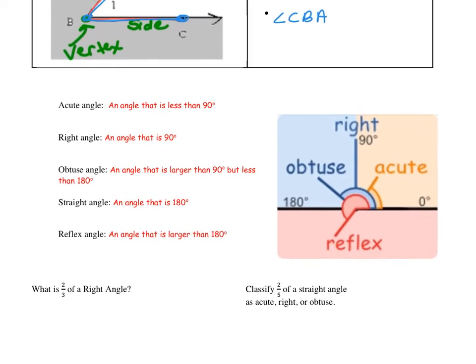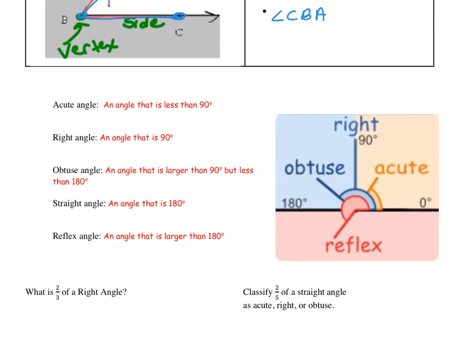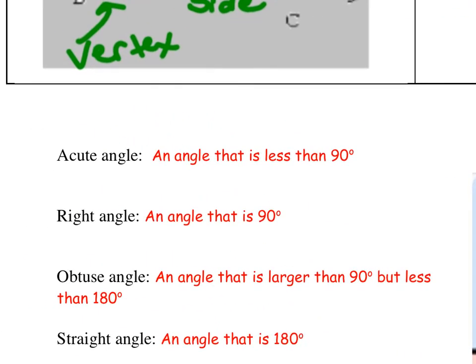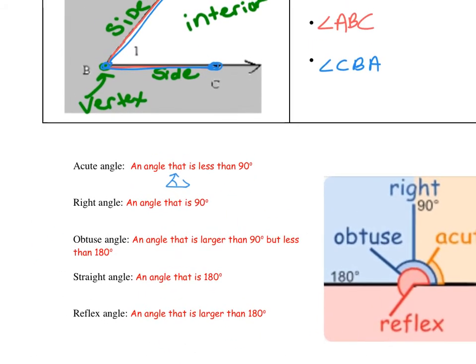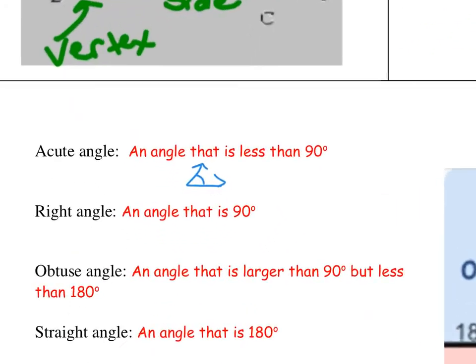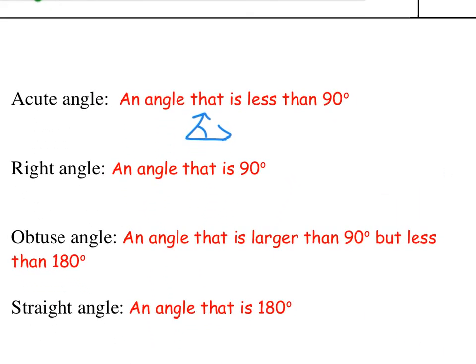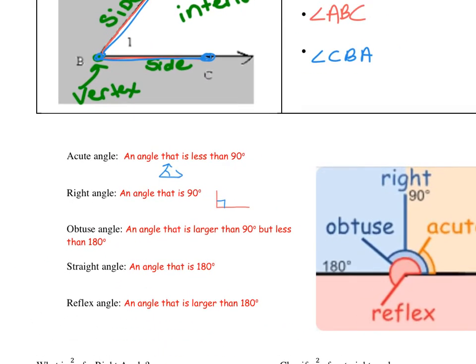Here are some definitions. An acute angle is an angle less than 90 degrees. A right angle is an angle that is exactly 90 degrees. So if I were to draw an acute angle, it would look something like this. Does not have a wide opening. A right angle is going to be always right. It's going to look something like this. And typically we have a square to denote that it's a right angle.